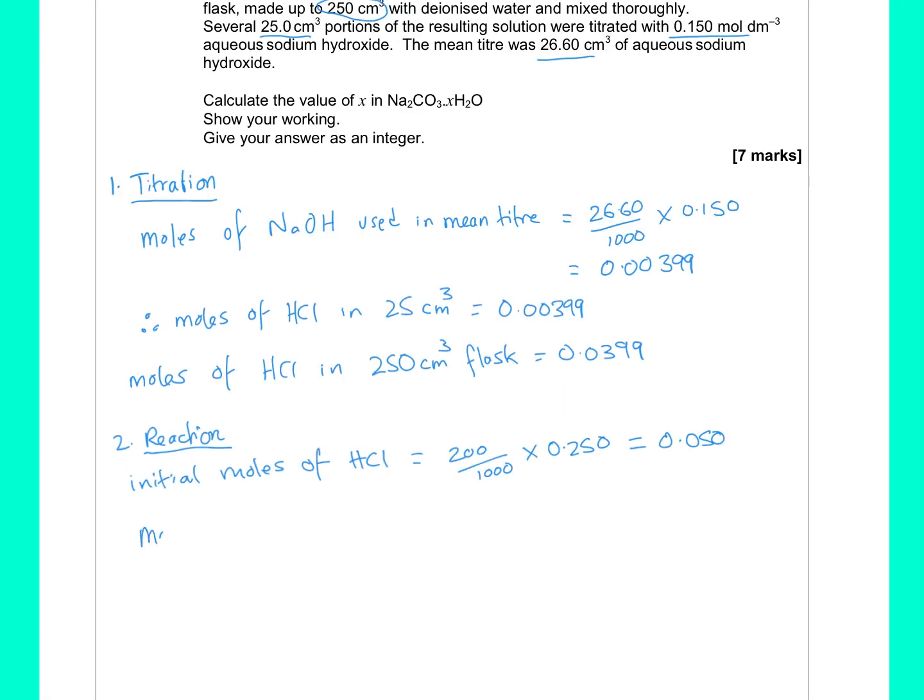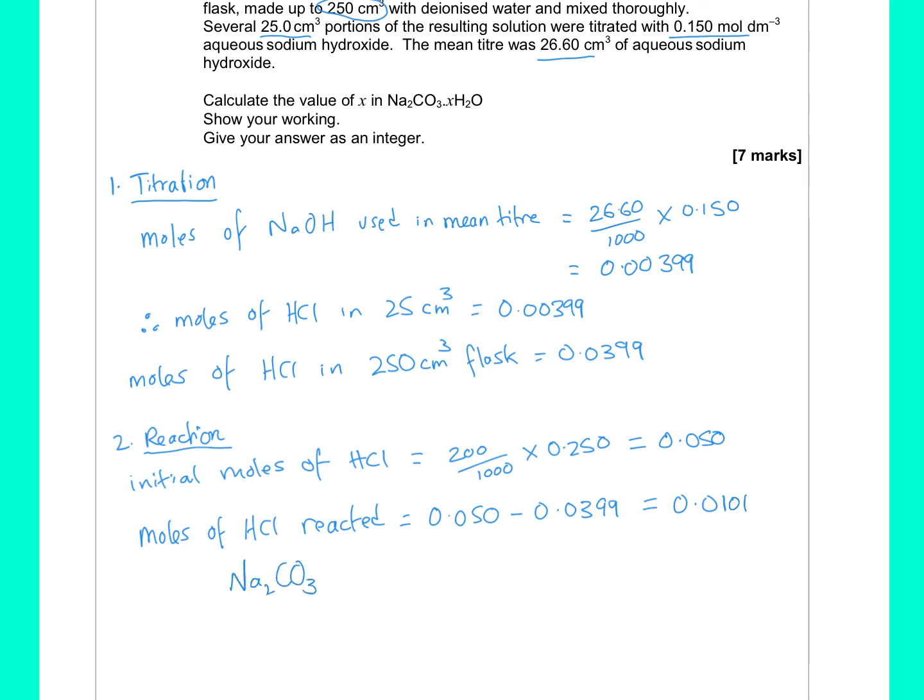0.050. And then I need to work out how many moles are left after the reaction. So I know how many were left because they went through to the titration. I need to work out how many moles of hydrochloric acid actually reacted. So if I do the initial moles, take away the moles that were in the flask, so the moles that we did the titration with, then I can work out how many moles must have reacted with the sodium carbonate. 0.010 moles reacted with the sodium carbonate.